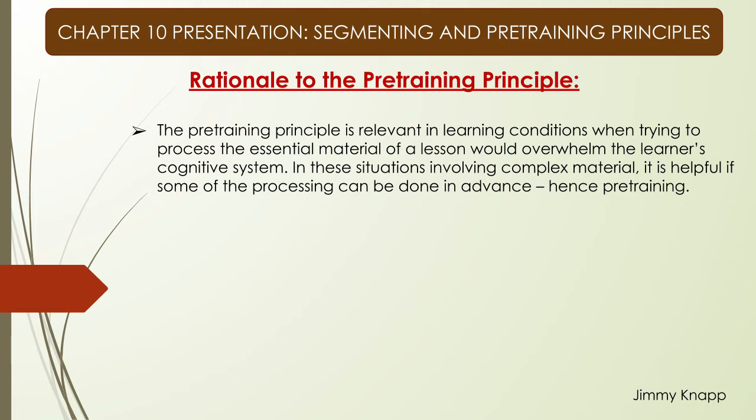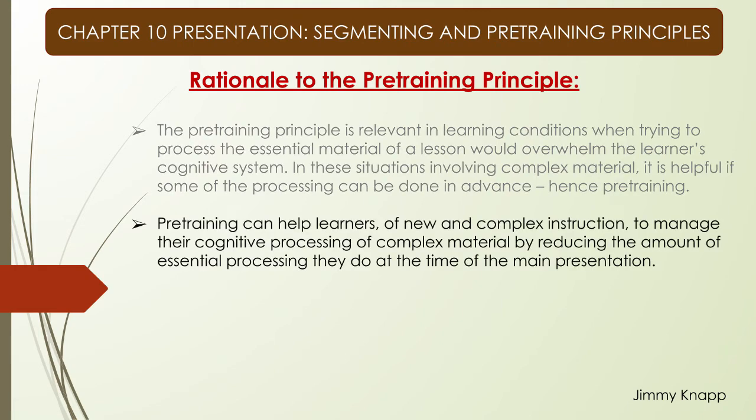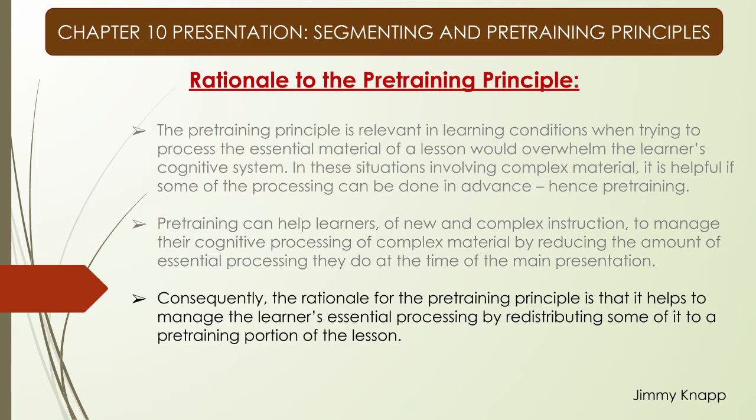The pre-training principle is relevant to learning conditions when trying to process the essential material of a lesson that would overwhelm the learner's cognitive system. In these situations involving complex material, it would be helpful if some of the processing could be done in advance, hence pre-training. Pre-training can help learners of new and complex instruction to manage their cognitive processing of complex material by reducing the amount of essential processing they do at the time of the main presentation. Consequently, the rationale for the pre-training principle is that it helps to manage the learner's essential processing by redistributing some of it to the pre-training portion of the lesson.